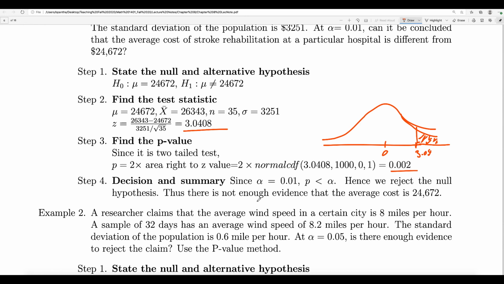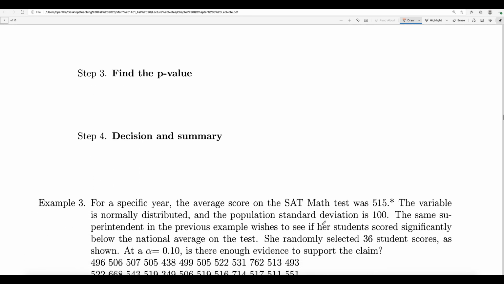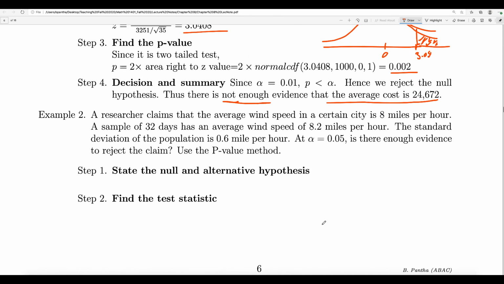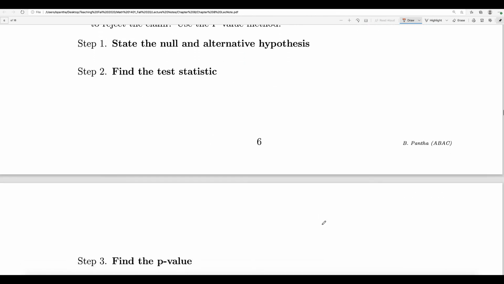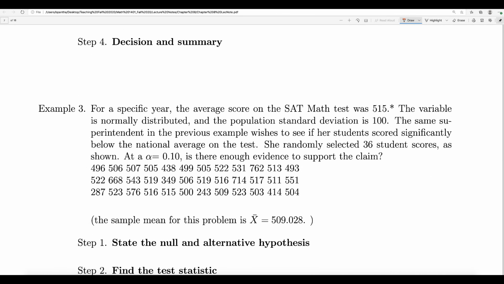And then you write the conclusion: there are not enough evidence to support the claim that the average is 24,672. You can do one more problem using the p-value method, but next time I will show you how to use the calculator to do all these examples, and how to do the problem if the data is given. Okay guys, thank you.